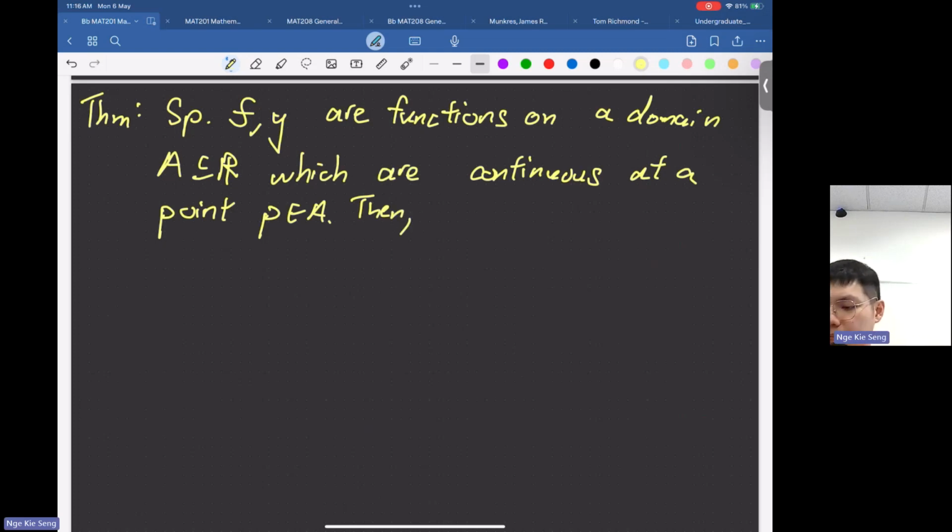Then what can we do? Okay. So in the sequence case, we look at two convergent sequences, and then we can add them up. We can multiply them. We can scalar multiply. We can divide also. So in this case, it's the same. We can add up continuous functions, and the result is still continuous.